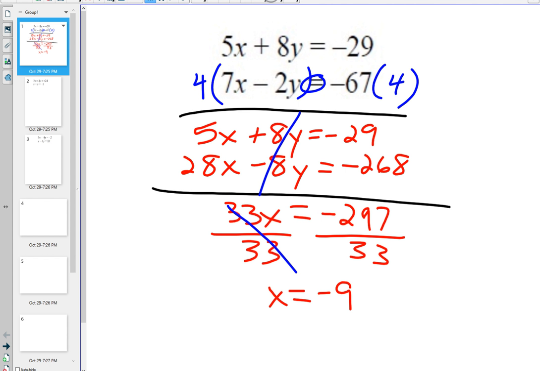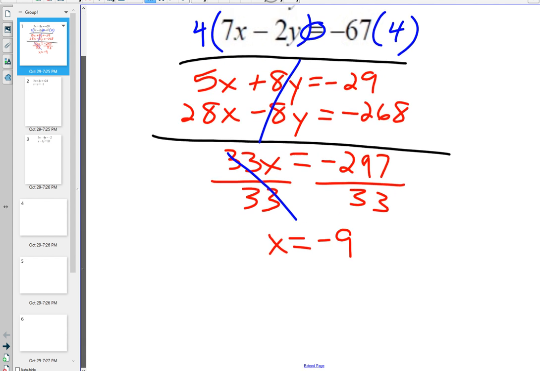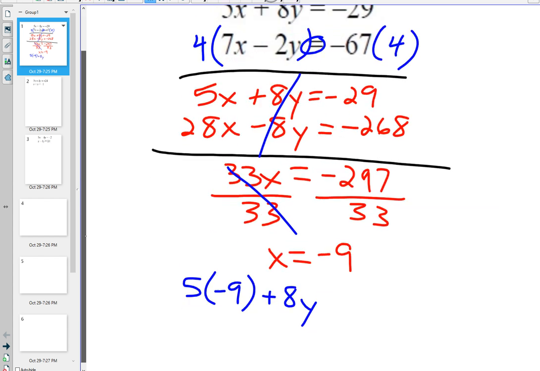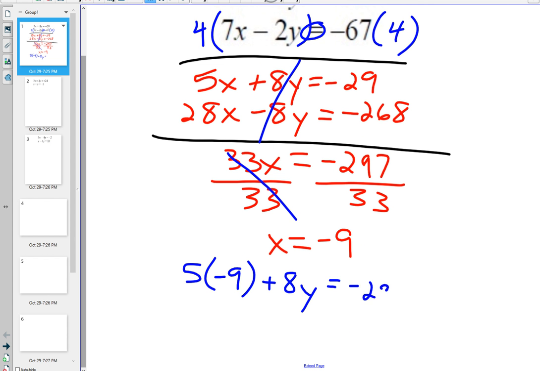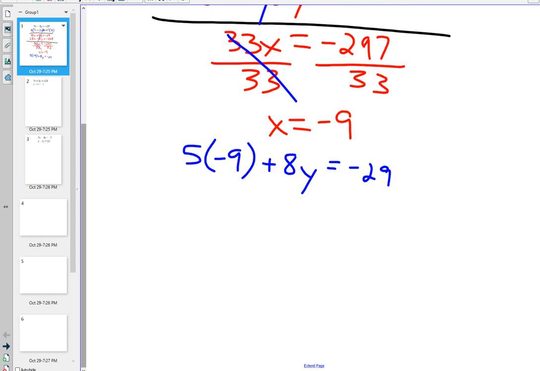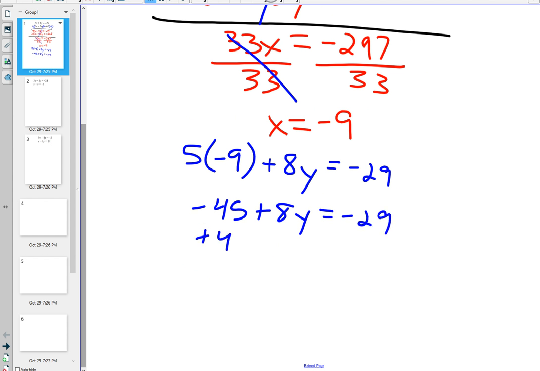Now that I know that x is negative 9, I'd like to find y. Use any equation you want. I'll just use the top one. And I'll write 5, but instead of x, I'll write negative 9, plus 8y. Then the y I'm looking for is equal to negative 29. Negative 45 plus 8y is equal to negative 29, plus 45, plus 45.